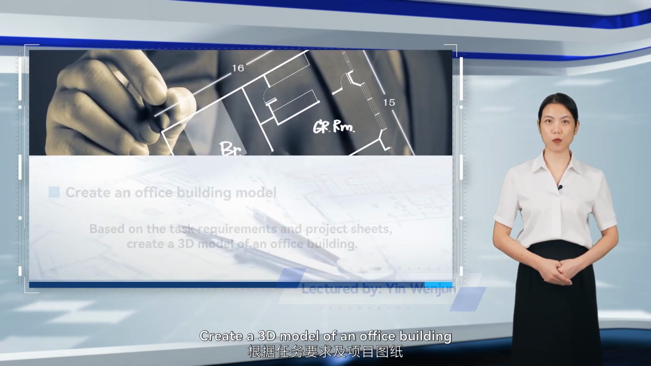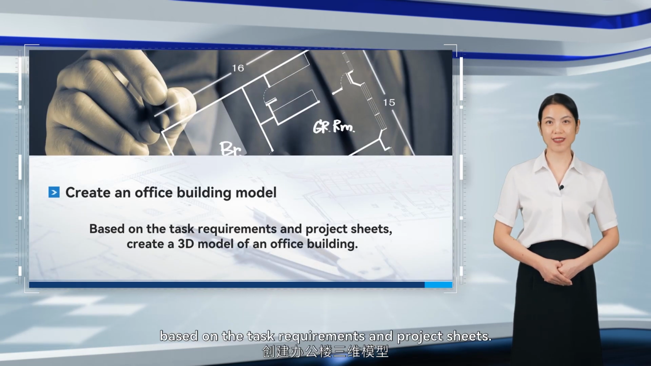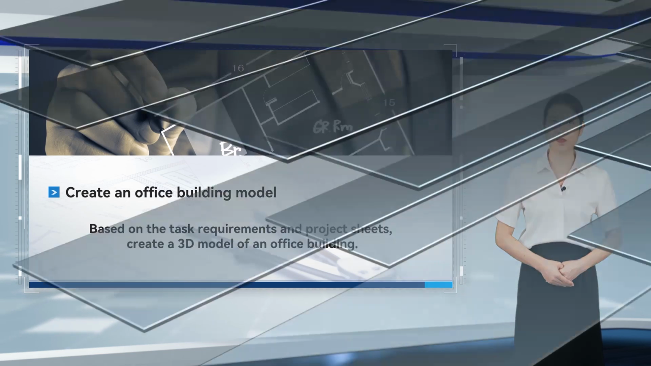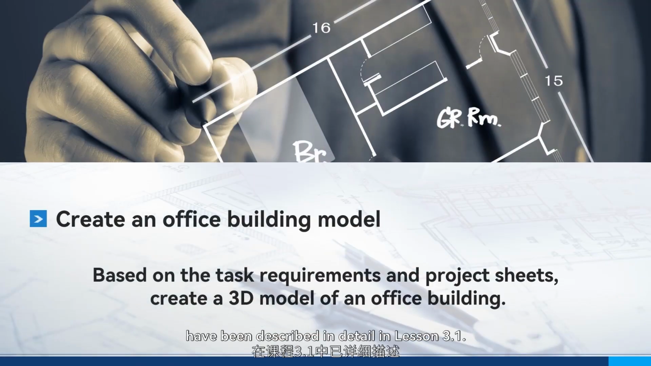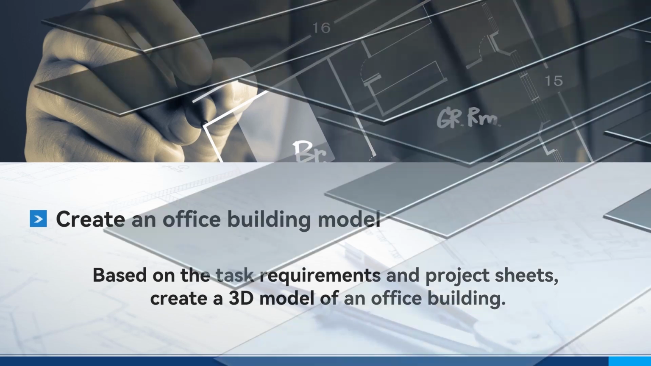Create a 3D model of an office building based on the task requirements and project sheets. The task requirements have been described in detail in Lesson 3.1. In this lesson, we continue to learn how to create wall and column. Let's check out the drawing steps.